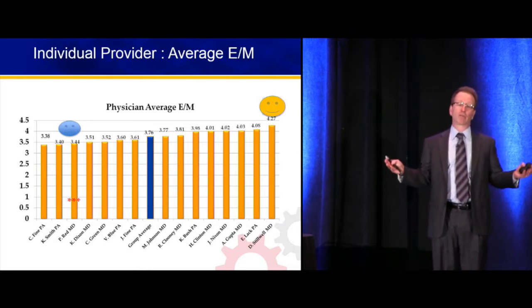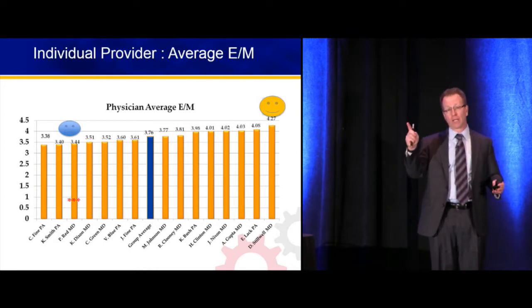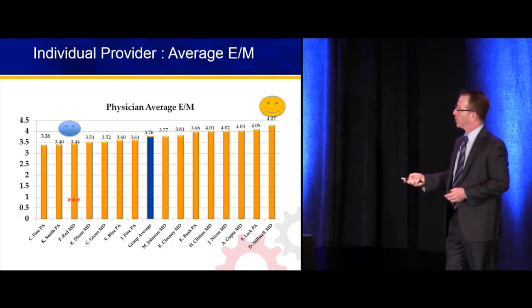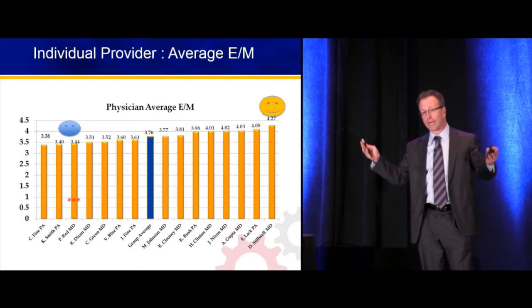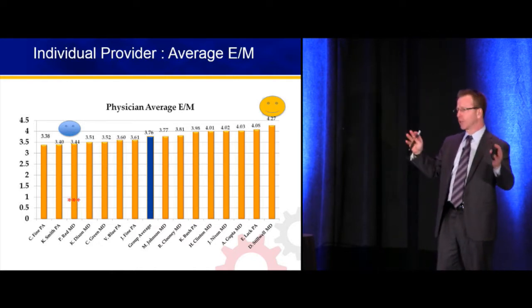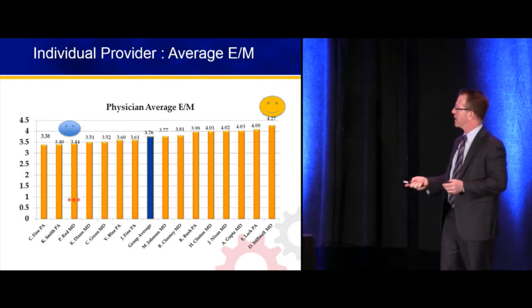What's an easy way to look at that? You can look at the average E&M. That's a single number that sums up the entire area under the curve. We've got the average for the group here in blue, 3.76. This happens to be real data. I wouldn't say it's national benchmark data. It's not adjusted for volume, acuity, primary, tertiary status.